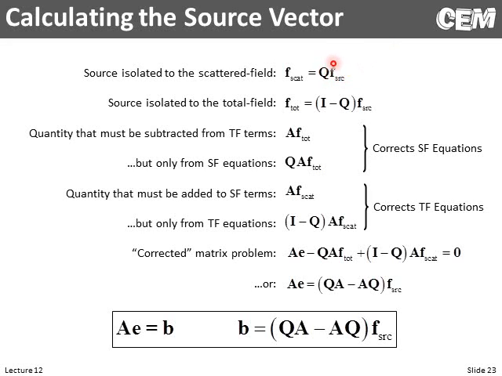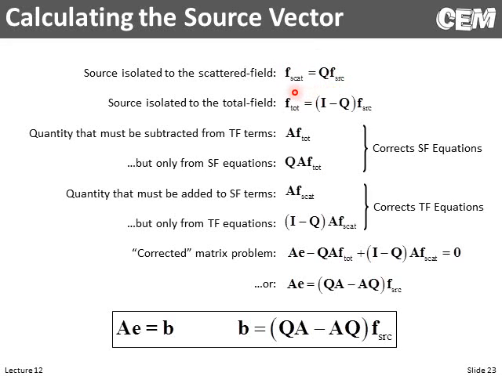We have our source field. This is our plane wave source at every point in the grid as if it was completely homogeneous and there's no device, no scattering or anything. Then we have our Q matrix, our scattered field masking matrix. If we multiply these two, we get another column vector, which is the source isolated to the scattered field region. So this F sub scat is going to be zeros everywhere in the total field, but then in the scattered field it'll be just like our F sub source.